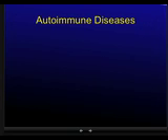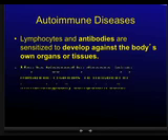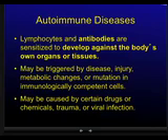Okay, next block is on autoimmune disease. Lymphocytes and antibodies can become sensitized to develop against the body's own organs or tissues. This can be triggered by disease, injury, metabolic change, or mutation in immunologically competent cells. It may be caused by certain drugs or chemicals, as well as trauma or viral infection. These diseases are believed to be acquired rather than genetic. Identified genetic markers do predispose some people to these diseases.